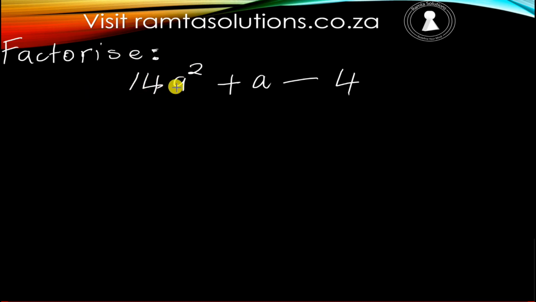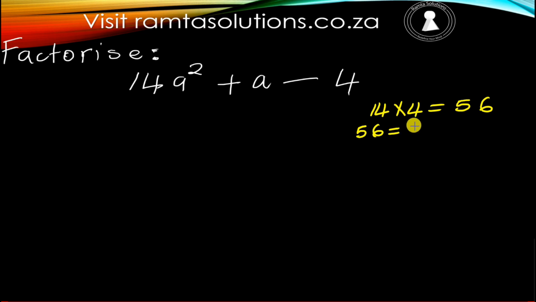How do we factorize 14a squared plus a minus 4? Like we said in the previous videos, we are going to find the product of 14 and 4. Remember, we're going to ignore their signs. So first, the product of 14 and 4, meaning 14 times 4. What is it? 14 times 4 is 56. Now, let's look for the factors of 56.